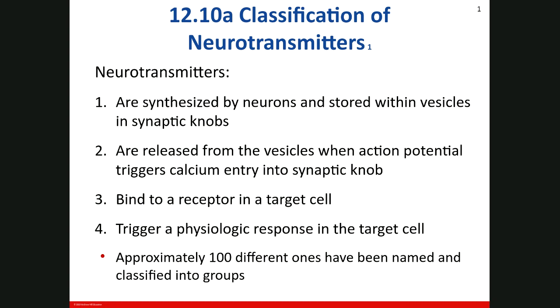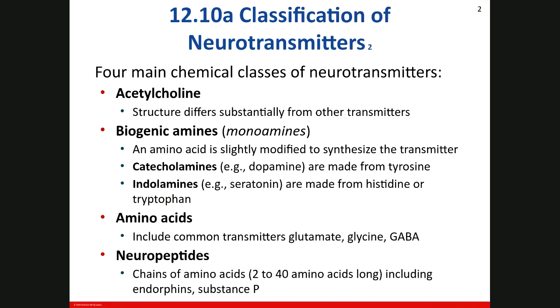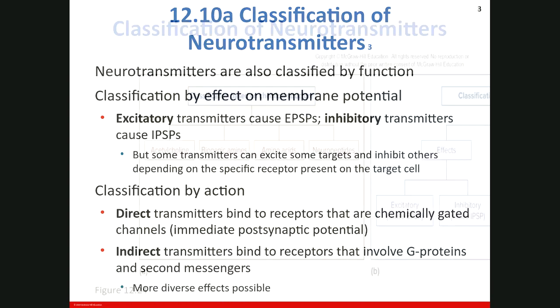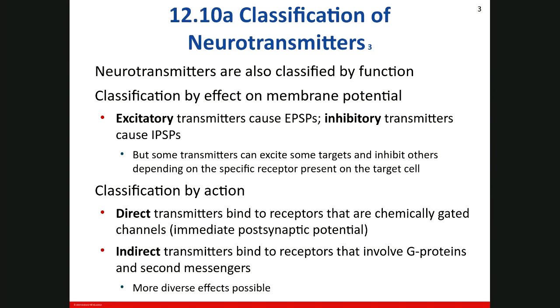Approximately, we have 100 different types of neurotransmitters. The four major chemicals which we have for the neurotransmitters are listed here, and you can see them in this slide. The classification of neurotransmitters by their chemical structure is this. Some of them are acetylcholine, some of them are biogenic amines, some of them are amino acids, and some of them are neuropeptides.